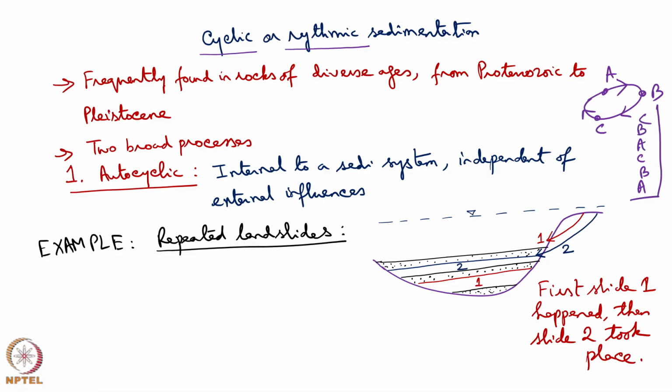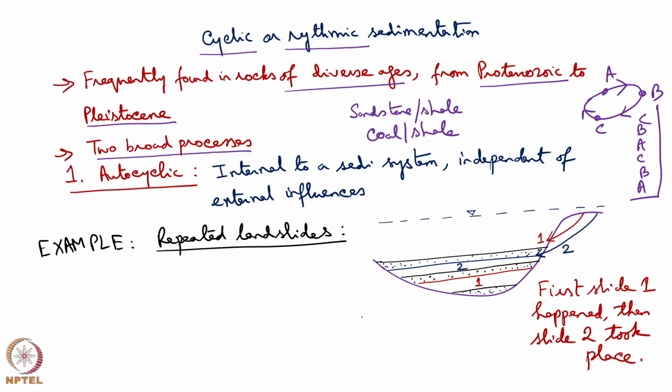Now, such cyclic sedimentation has frequently been found in rocks of diverse ages, from Proterozoic up to Pleistocene. One such alternation is sandstone-shale alternation, sandstone-shale layer, or coal-shale alternation. Now, there are two broad processes we can think of that lead to a cyclic sedimentation pattern. One is known as the autocyclic process. What is that? It is a process which is internal to a sedimentary basin, and it is independent of external influences. Let us try to understand the meaning of internal and external in this case.